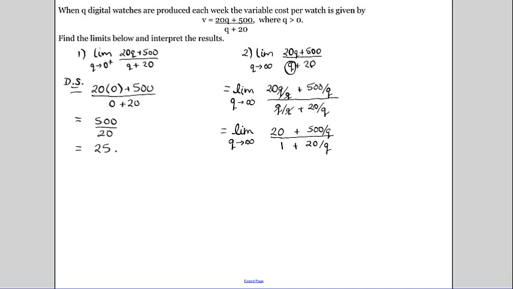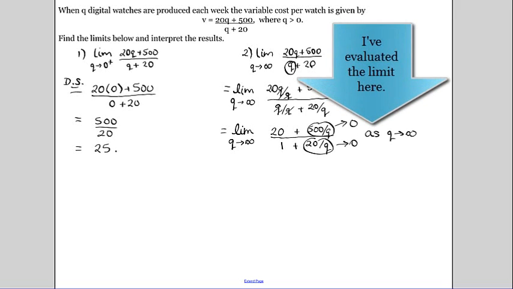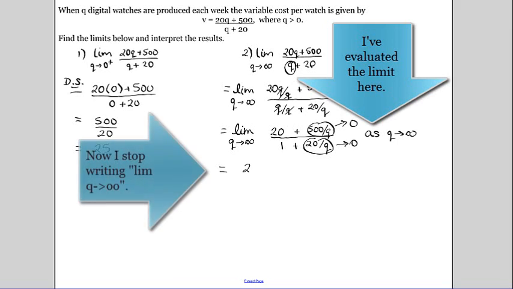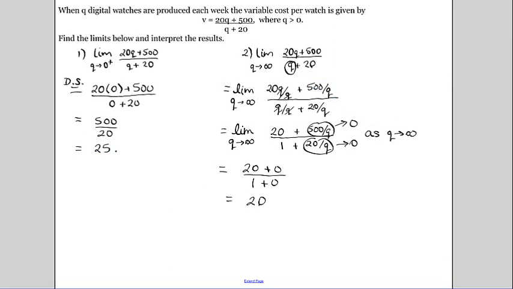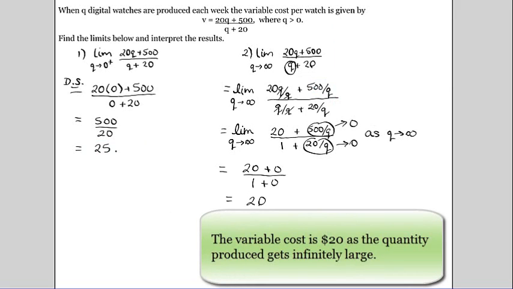Now 500 divided by Q goes to 0, and 20 divided by Q also goes to 0 as Q goes to infinity. So we get 20. Let's interpret our answer. The variable cost is $20 as the quantity produced becomes infinitely large. This completes the exercise.